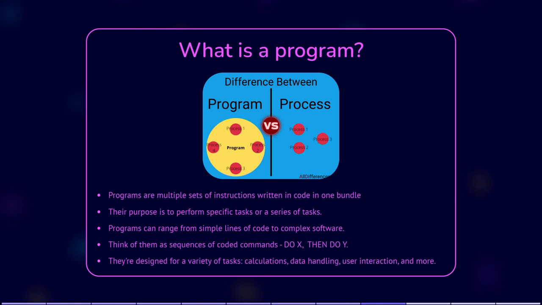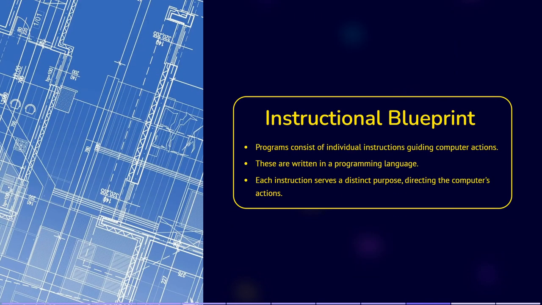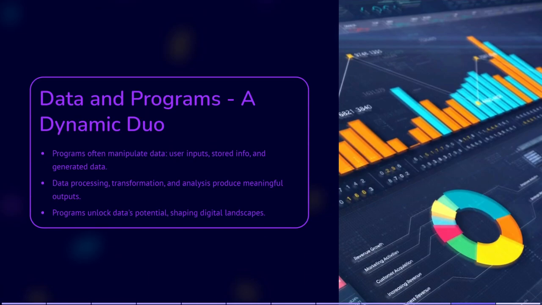A program is composed of individual instructions that dictate the precise steps the computer should take. These instructions are written using a programming language, and each instruction has a specific purpose and action associated with it. Programs often work with data, which can include user inputs, stored information, or data generated during execution. Programs can manipulate, transform, and analyze data to produce meaningful outputs.